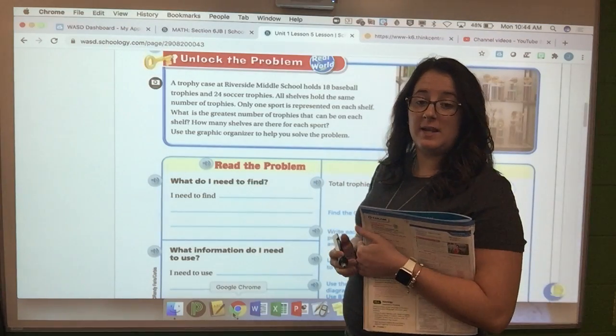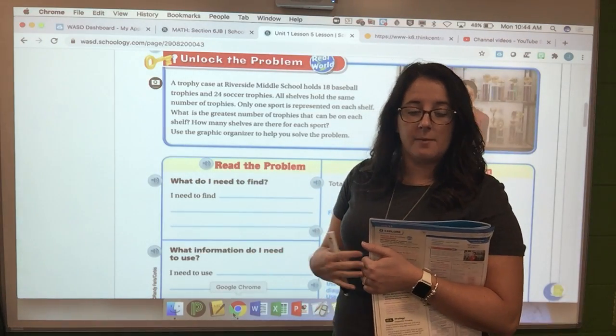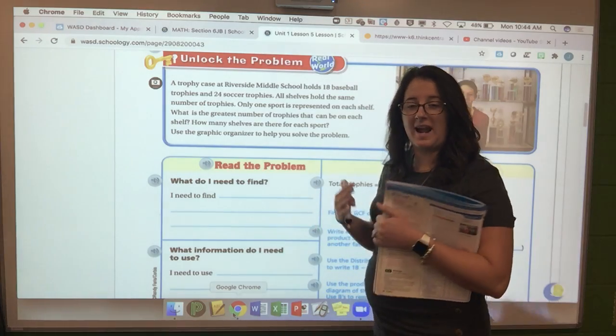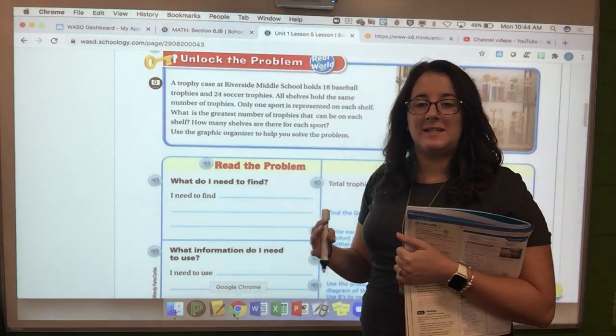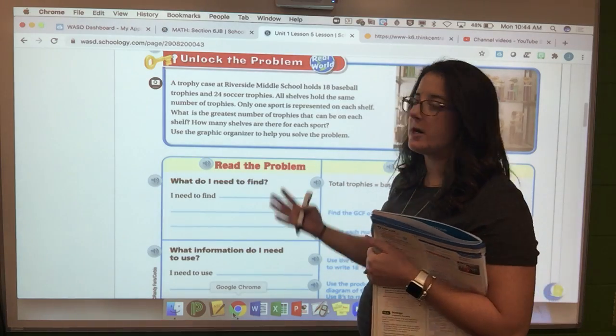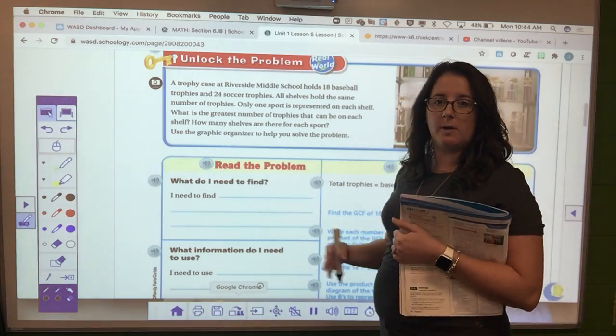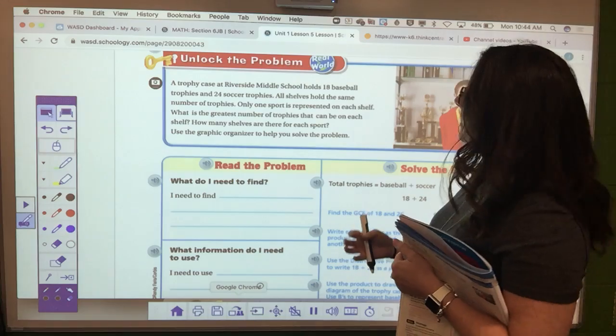Okay, so these last few days we've been focusing on least common multiple and greatest common factor and how to find those in different types of problems. Today we are going to be taking that greatest common factor and applying it to some word problems that have some real life situations to them.